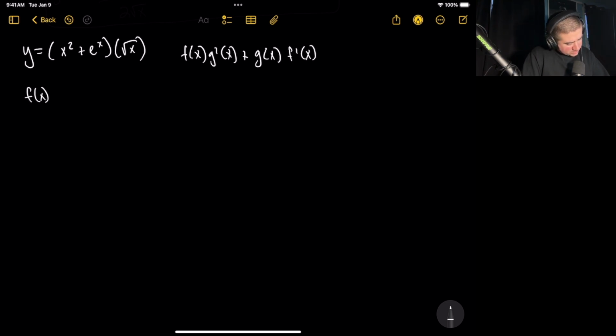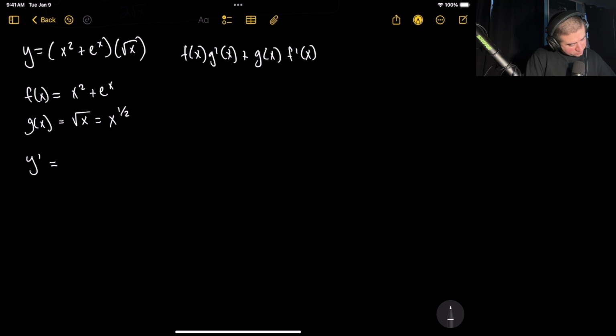Let's establish what our f of x is going to be. Our f of x is going to be x squared plus e to the power of x. And our g of x is going to be the root of x, which we can also write down as x to the power of 1/2. All right, so now we'll substitute those values into the rule.